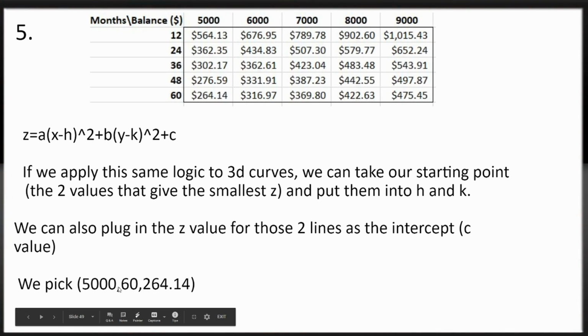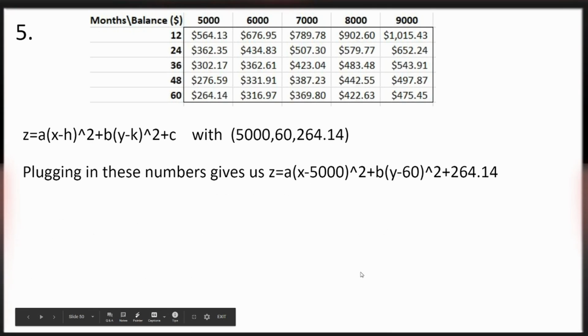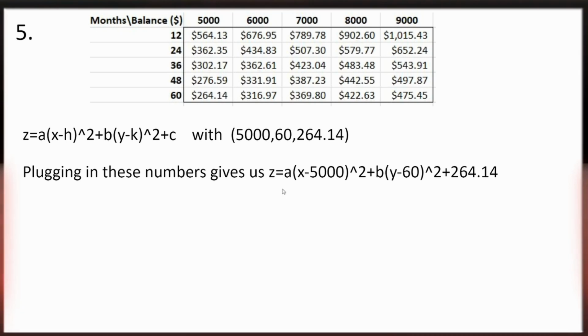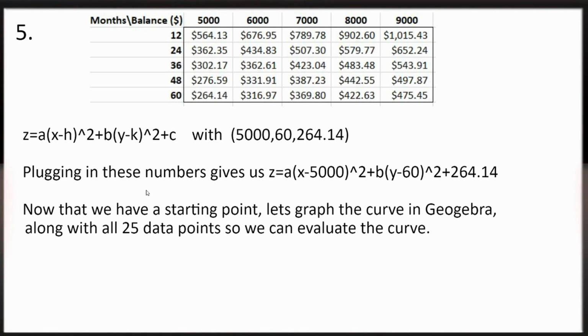So we take that point, 50, 60, 264.14, and we plug it in to this equation. It gives us a(x minus 50) squared plus b(y minus 60) squared plus that z value of 264.14. Now that we have a starting point, let's graph the curves in GeoGebra along with all 25 data points so we can evaluate the curve. It is very, very important to still use every single point in the graph on Desmos and GeoGebra to give us that best fit, guys.